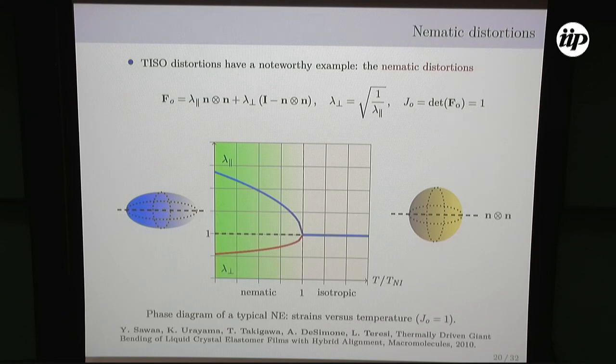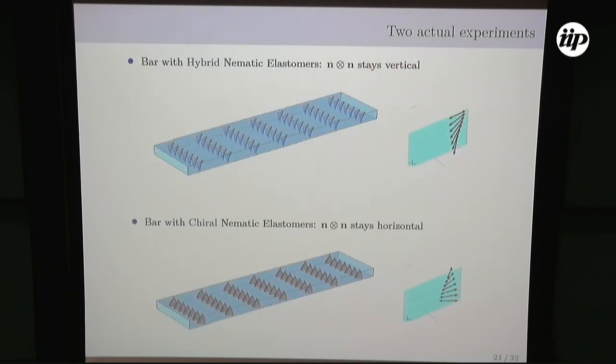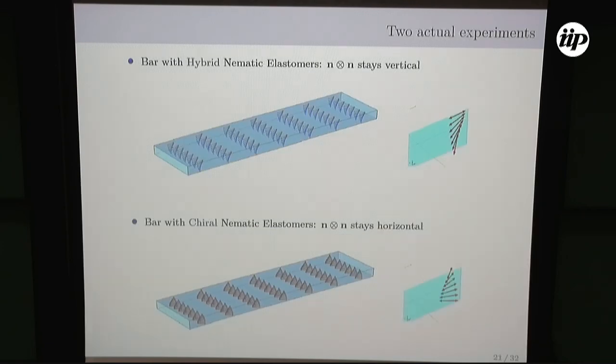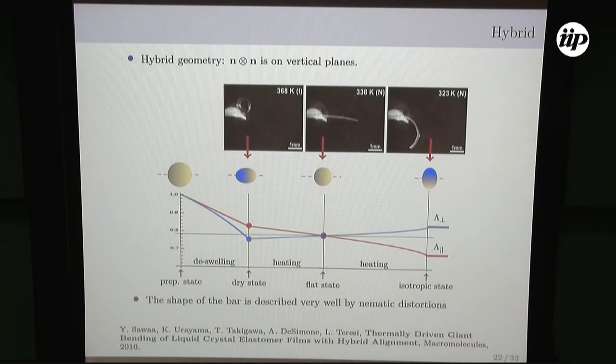And this is what happens for nematic elastomers. And I will show you just as example a very nice result that we obtained a few years ago. This is a bar made of nematic elastomers, and the elastomer lies in a vertical plane. And so here the axis of the nematic is horizontal, at the bottom is vertical. Then you have a phase transition, and you change from nematic to isotropic state.